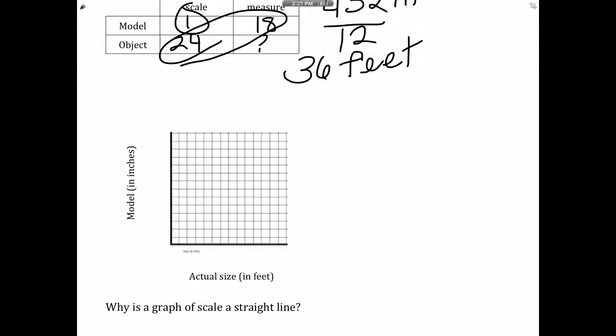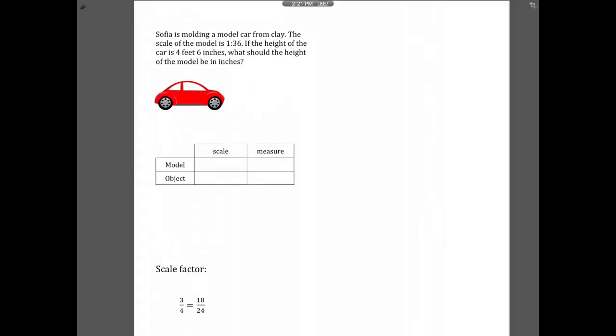Now, they're showing you right here as we look at the graph that scale factor is directly proportional. If you have 0 inches, you're going to have 0 feet. But as you go up in inches, you're going to go up in feet. That seems obvious, but remember, you'll get a lot of questions about, is this relationship directly proportional? Yes, scale factor is directly proportional.